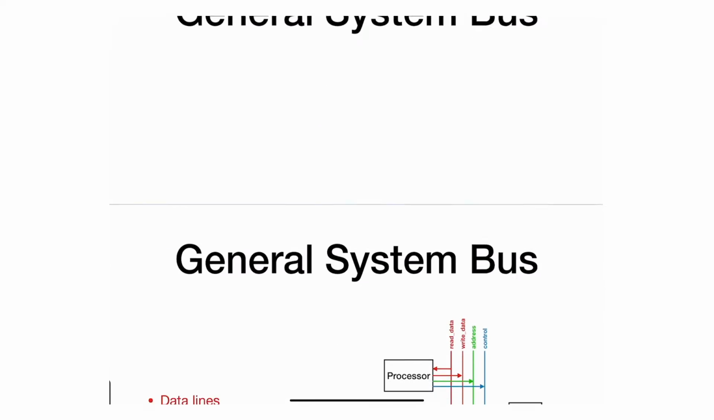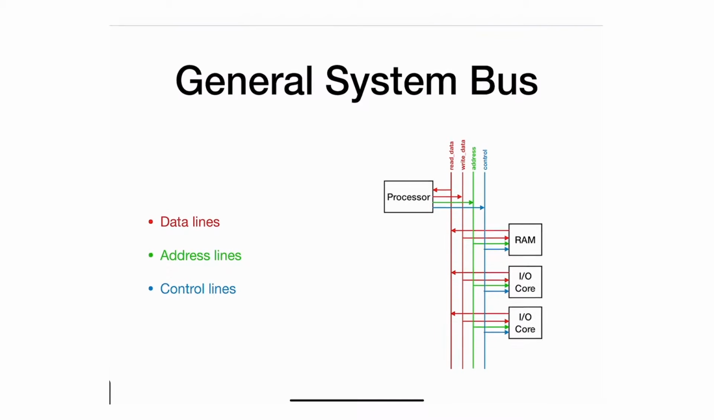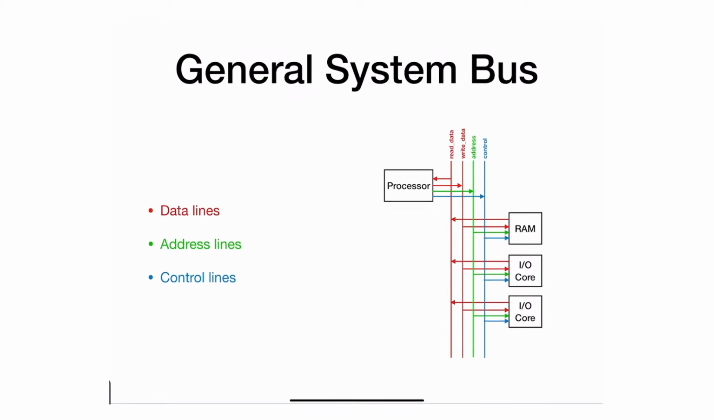A general system bus, or any system bus, is conceptually just a collection of wires shared by all components, and it usually allows communication between several of these components. Particularly, we're going to see that it allows exchanges of data between a processor and some memory modules, or maybe the processor and a bunch of I/O cores in here.